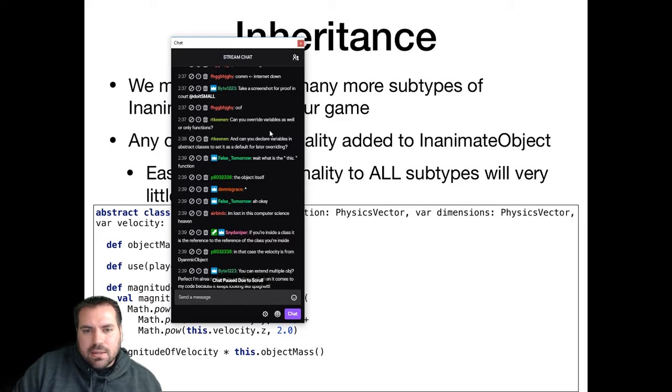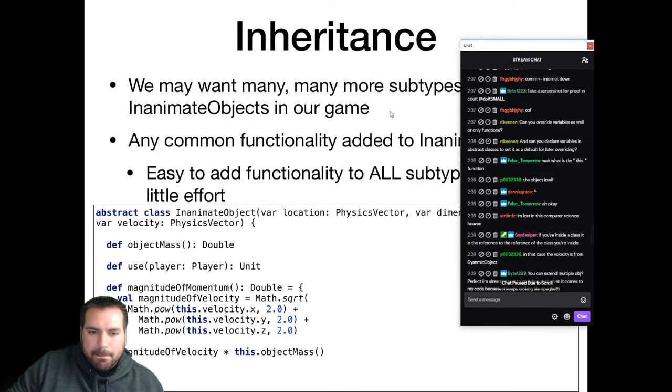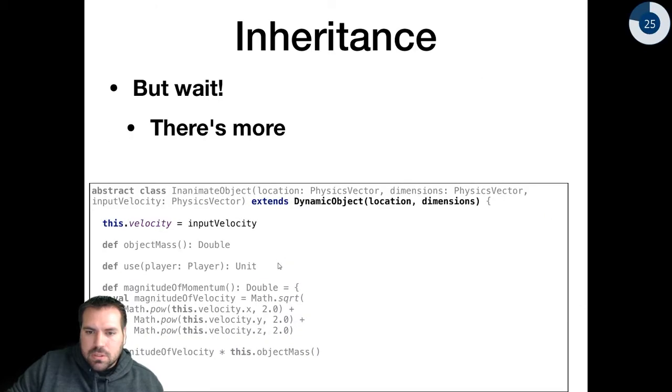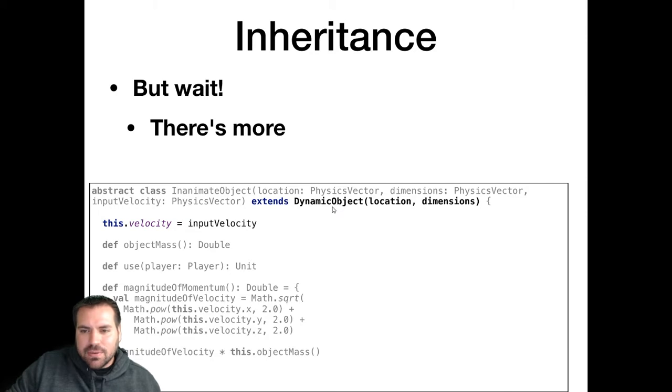Yeah, you could set equal to defaults in the abstract classes. So dynamic object, I believe, sets its initial velocity to 0, 0, 0, 0. And then we say this dot velocity, which is the variable from the dynamic object class, override its initial value with the input velocity from this constructor that was received from one of the other classes, one of the inherited classes.